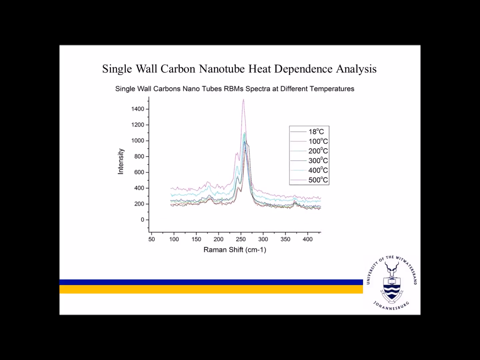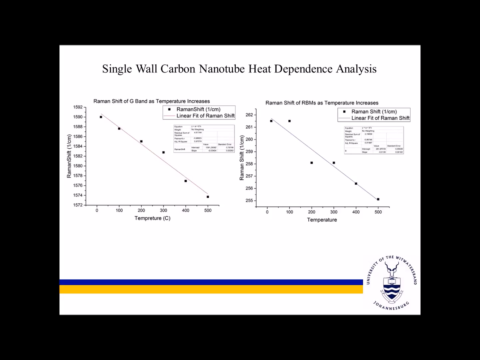Here we look into the radial breathing modes of the system. They don't downshift as much as the G and D bands, and also don't change shape as much. But the change that does occur is related to the softening of the carbon covalent bonds due to the increase in thermal temperatures.